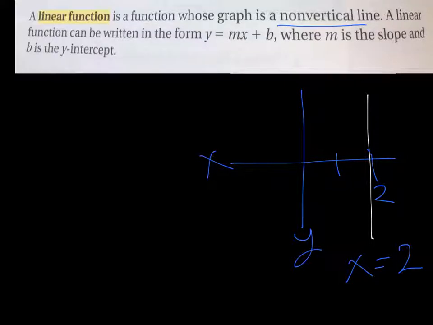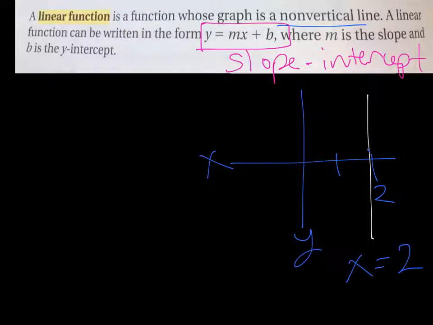A linear function can be written in the form y equals mx plus b, where m is the slope and b is the y-intercept. So whenever you're talking about linear functions, it's just like an equation, right? And we're familiar with y equals mx plus b. That's slope-intercept form, right? And we always want to think about writing the equation or the function in this form.